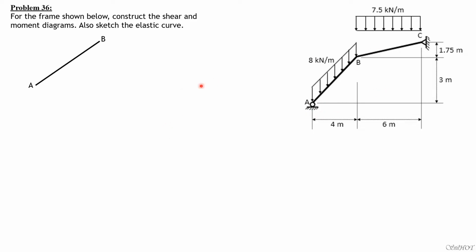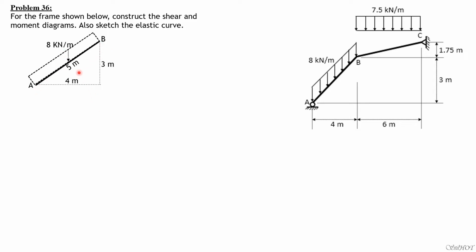let's analyze portion AB. 8 kilonewton per meter over this inclined member AB. The length of AB is 5 because this is 3, that's 4, so 5. Therefore, we equate it to equivalent normal load. So this is 8 kilonewton per meter over this 5-meter length. So we can resolve it into load components, normal and parallel to AB.